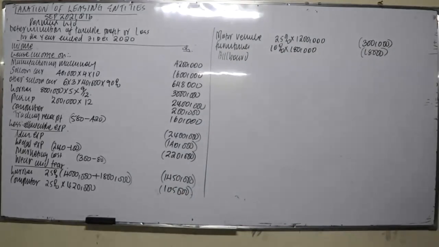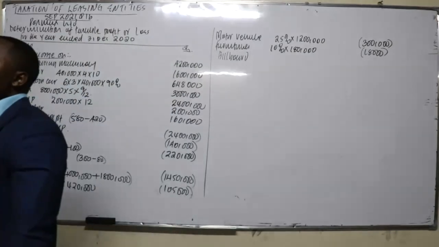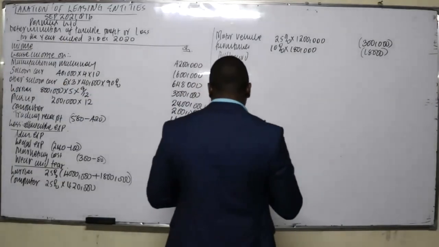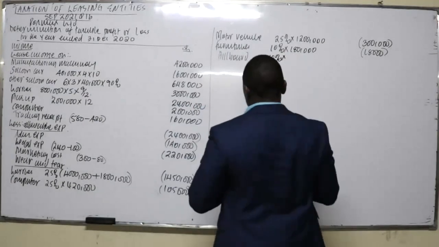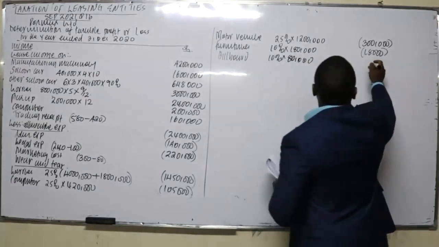Billboard is at the rate of? Partition is at the rate of 10%. Therefore, billboard, only 10%. We see that all the assets that were in class 4 now qualify at the rate of 10%. So how much is that? You take 10% of how much? How much was the billboard? 80,000, eh?